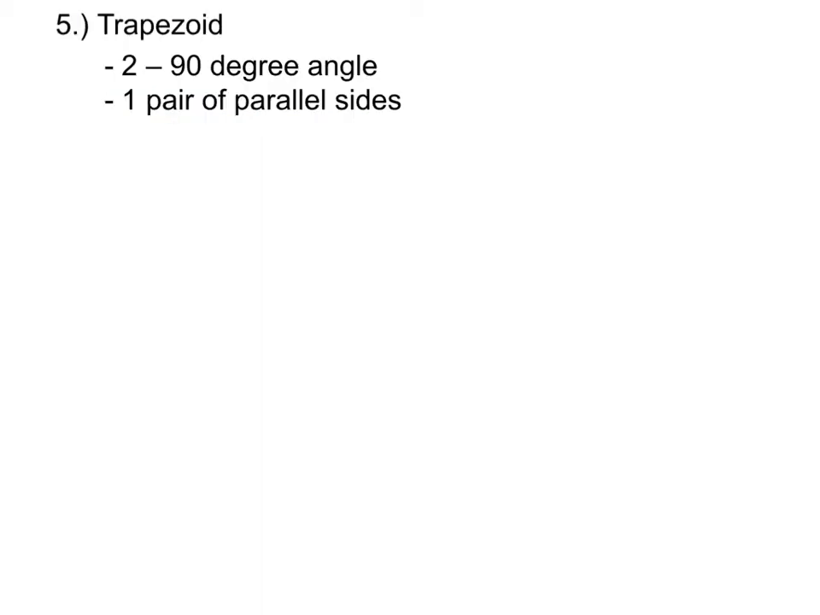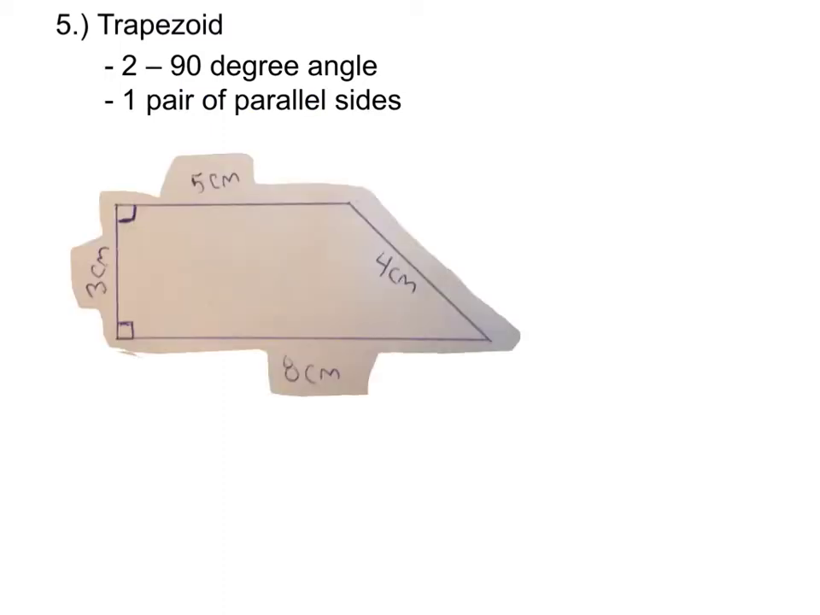Another type of quadrilateral we'll look at is called a trapezoid. A trapezoid is signified by two 90-degree angles, and it also has one pair of parallel sides. Here is our basic trapezoid. As you can see, we have two 90-degree angles on the top left and the bottom left corner of our trapezoid. Take a notice of something.